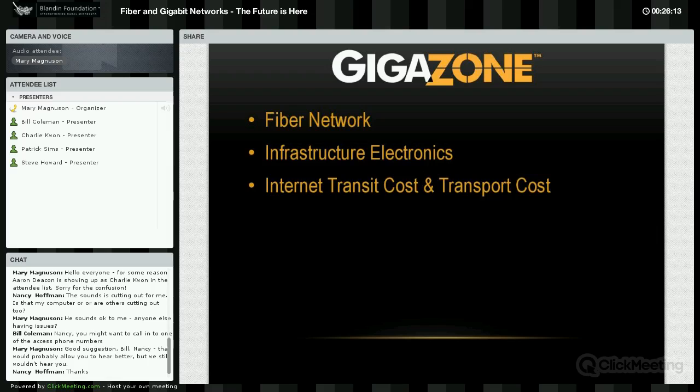Next item is the next factor in the cost that we considered with GigaZone: internet transit cost and transport cost. And this one's a biggie for the providers out there that are thinking about going into internet or gigabit. This is the one that probably causes the most stress and grief. And this is the one that, when we started talking about it, caused me the most stress until I really sat down and thought about it.